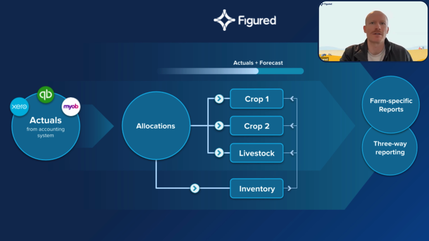So moving from left to right, first you'll see actuals come down from your accounting system, whether that be Xero, MYOB, or QuickBooks, and they're flowing into Figured here. And now your allocations are used to build up a view for gross margin reporting. And that's by dictating where income and expenses are sent for the related production enterprises.